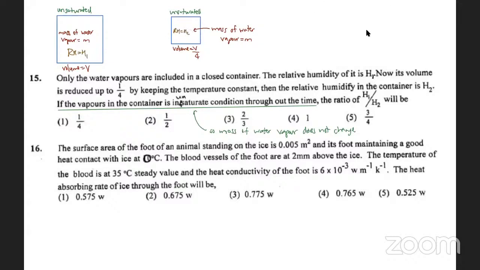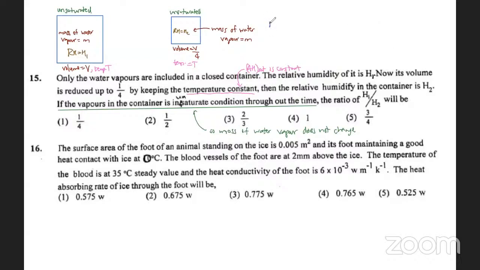Tell me something else which is constant here. They have told the temperature is constant. People, temperature T. Here also same, constant temperature, so here also temperature T. If temperature is constant, something else will be constant. What is it? Absolute humidity of saturated vapor remains constant if the temperature doesn't change. Right, let's finish this off, people.